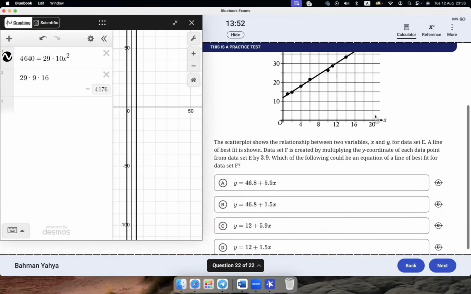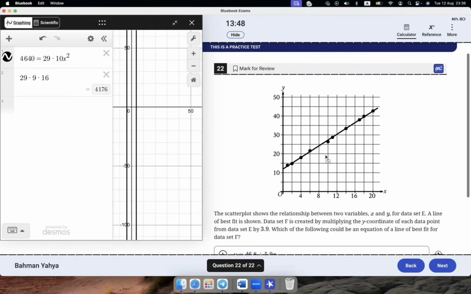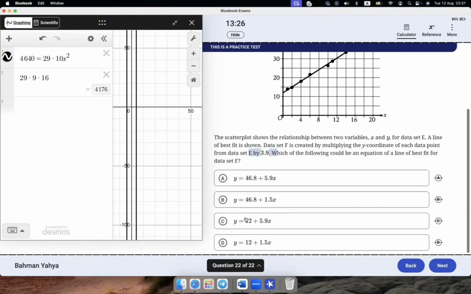We are given the graph. Look, sometimes when students see the graph, they are looking for the equation of this graph, but reading this part is important. They say we multiply the y coordinates by 3.9. The answer cannot be 12, right? Y-intercept is 12 here, but if you multiply y coordinates by 3.9, that will be 12 multiplied by 3.9, so it's definitely 46.8.